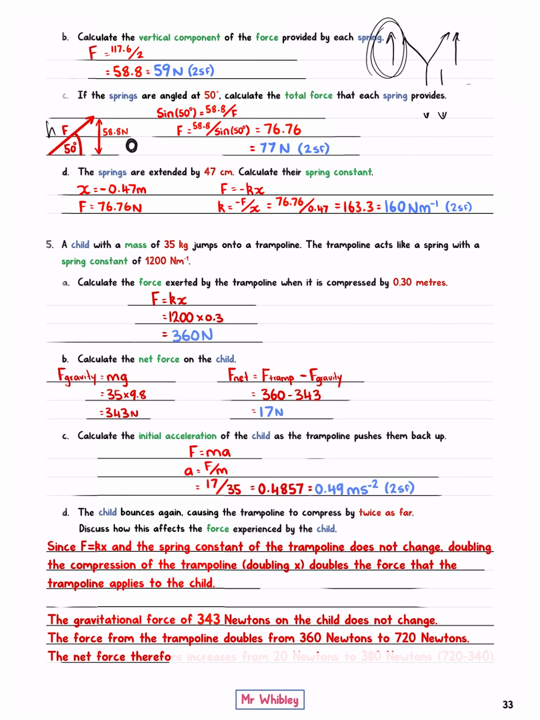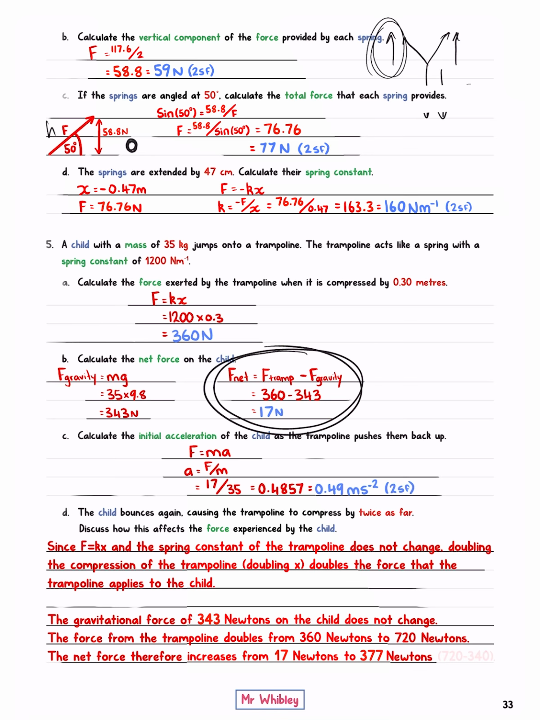The net force therefore increases from 17 newtons to 377 newtons, which we find by performing the same calculation here, except by doubling our 360 to 720.